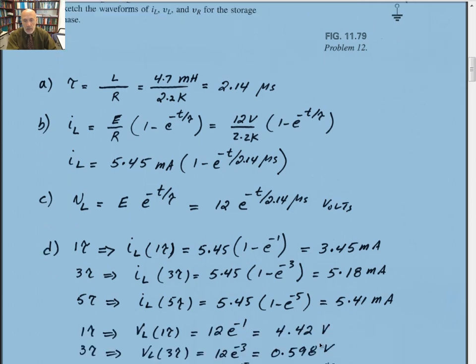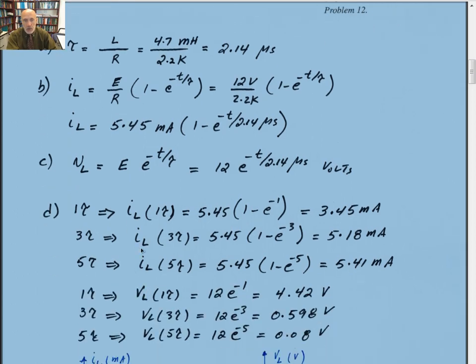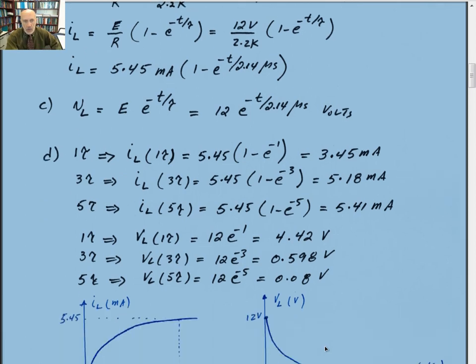5.41 milliamps. The same thing for the voltage. You just plug into the equation. 1 time constant is 4.42 volts. 3 time constants will be 12 e to the minus 3. That gives you 0.598. And the 5 time constants almost gets down to 0, 12 e to the minus 5, which is about 0.05% or so, 0.08 volts.